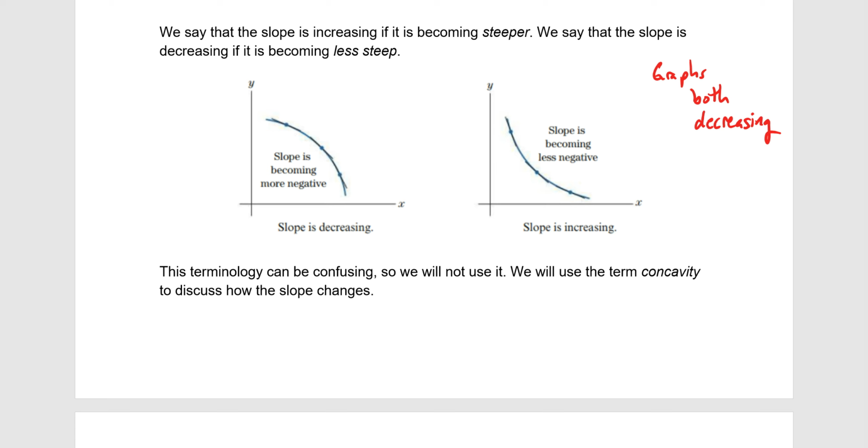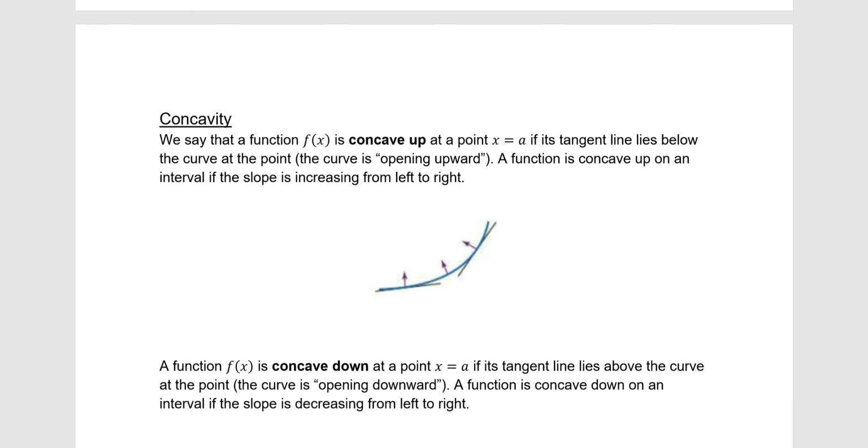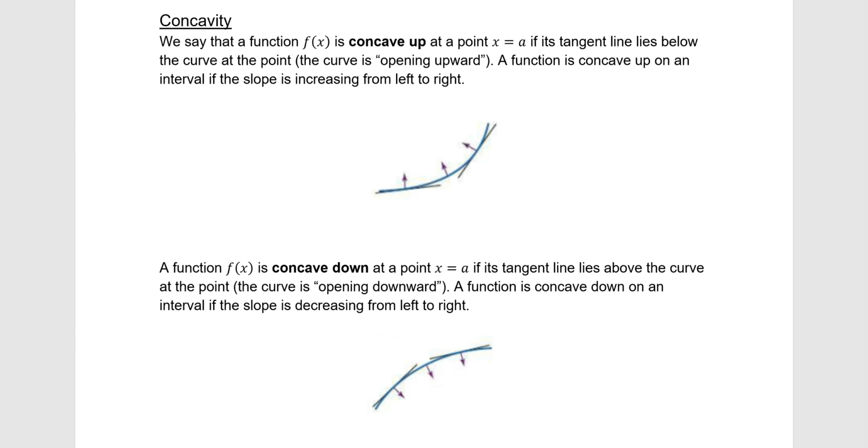Since this terminology of slope increasing and decreasing gets very confusing, we're going to be using the term concavity to discuss how the slope changes. So let's go ahead and get into it. We're going to have two different types: concave up and concave down. We say that a function is concave up at a point if the tangent line lies below the curve at the point. So concave up, tangent line lies below the curve.